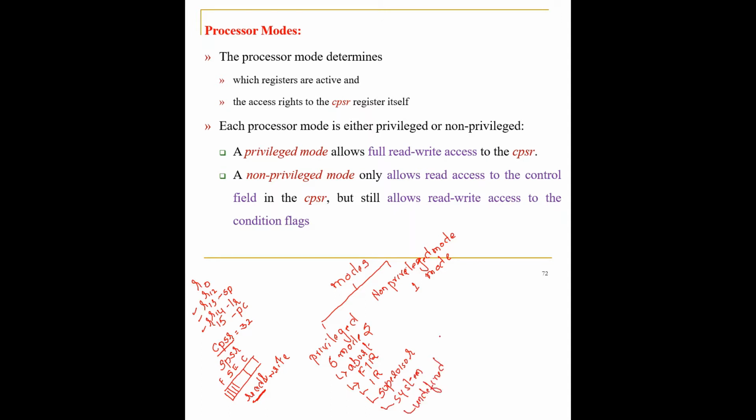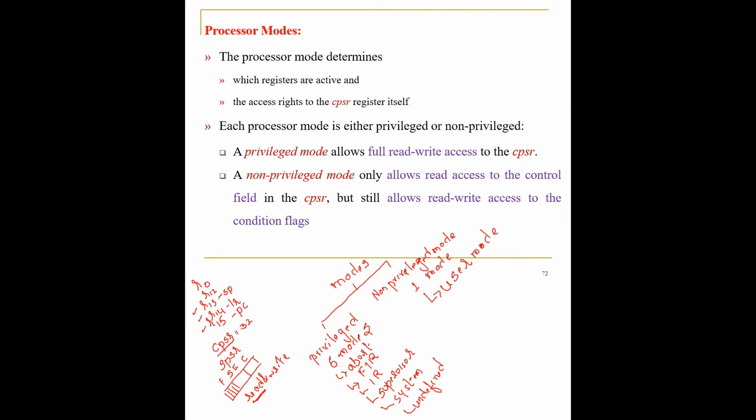Coming to the non-privileged mode, as I said, there is only one mode here. This is called user mode. So basically my processor can work in 7 different modes. The modes are categorized into privileged and non-privileged mode. Privileged has 6 different modes. Non-privileged has one mode. Privileged mode is a mode which will let you read and write the contents of the control register of the CPSR. Non-privileged mode is a mode which will let you only read the contents of the control register. So this is regarding the modes of the processor.